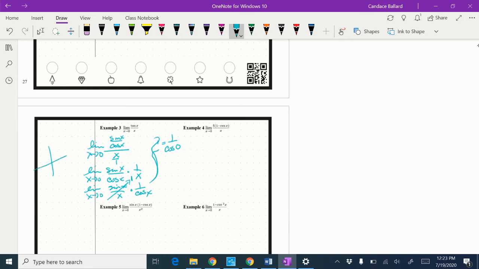Got to get out my unit circle. My 0 radians is here. I'm out 1, up 0. Cosine of 0 is 1. So we've got 1 over 1, or just 1.